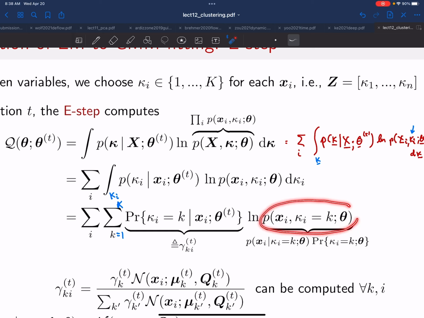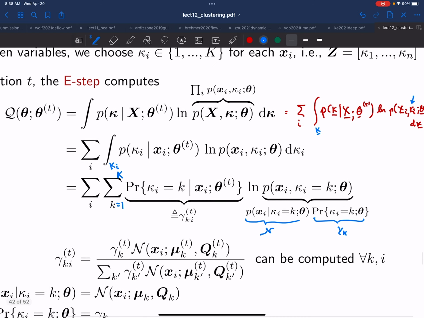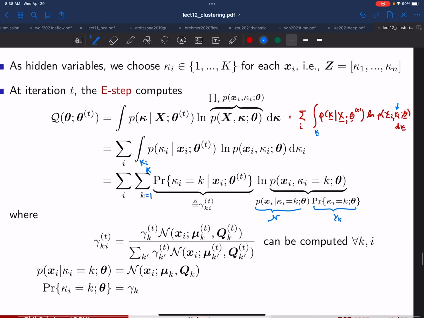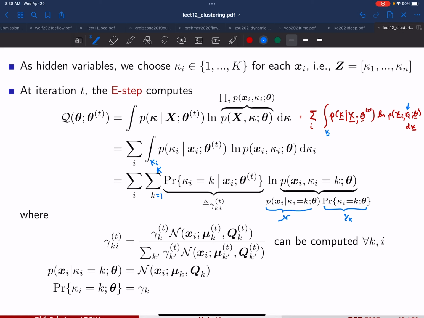And this joint probability, the joint of x and kappa, we can factor into x given kappa, which we know is Gaussian, and then this is just our weight, gamma k. And in fact, here's the full expression. This is the Gaussian with mean mu k and covariance Qk, and then this is just the weight here.